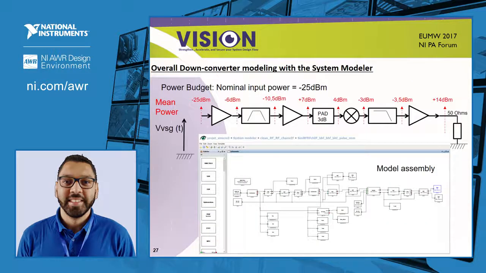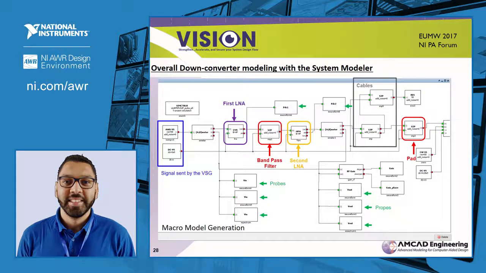In System Modeler, you can build a schematic of your system. We present here the different blocks that can be found in the Schematic Editor. We find the different models corresponding to the elements of the system. The Schematic Editor provides some probes to see data at different points of the system.